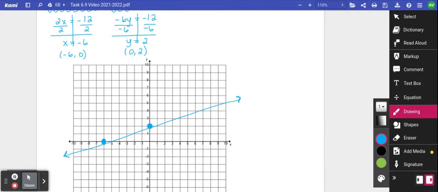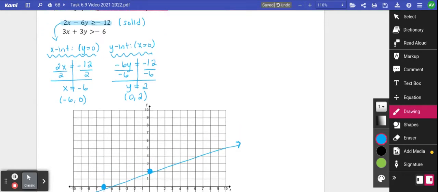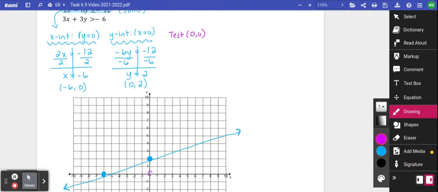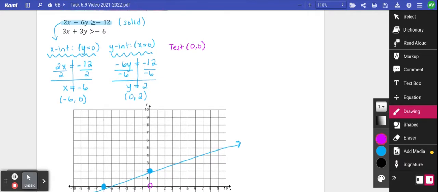Next, we need to decide where to shade. Now, when we have an equation that's in standard form, we decide where to shade by testing 0, 0. Now on this graph, 0, 0 is right here. So if we end up with an answer that is true when we plug in the point 0, 0, we're going to shade the side of the line that has that point. If we end up with an answer that is false, we're going to shade the other side.